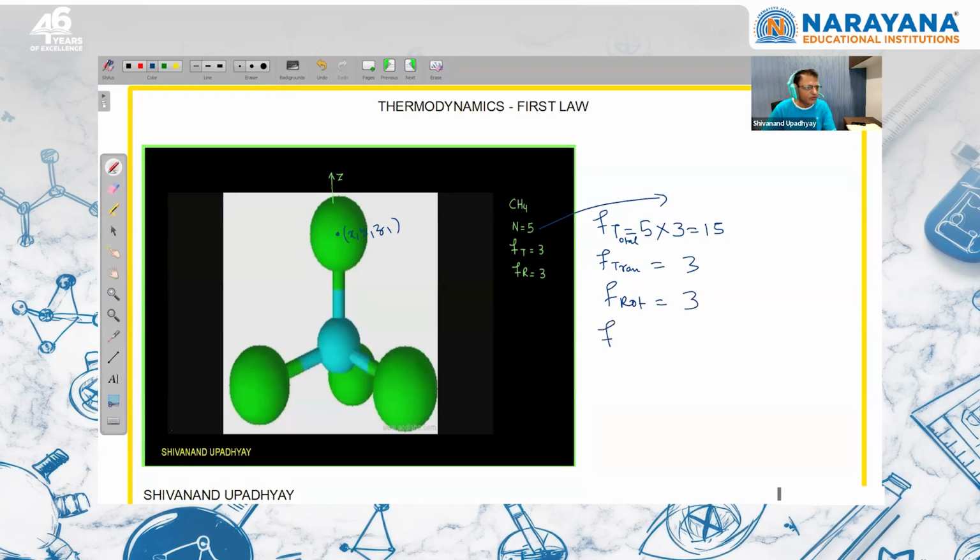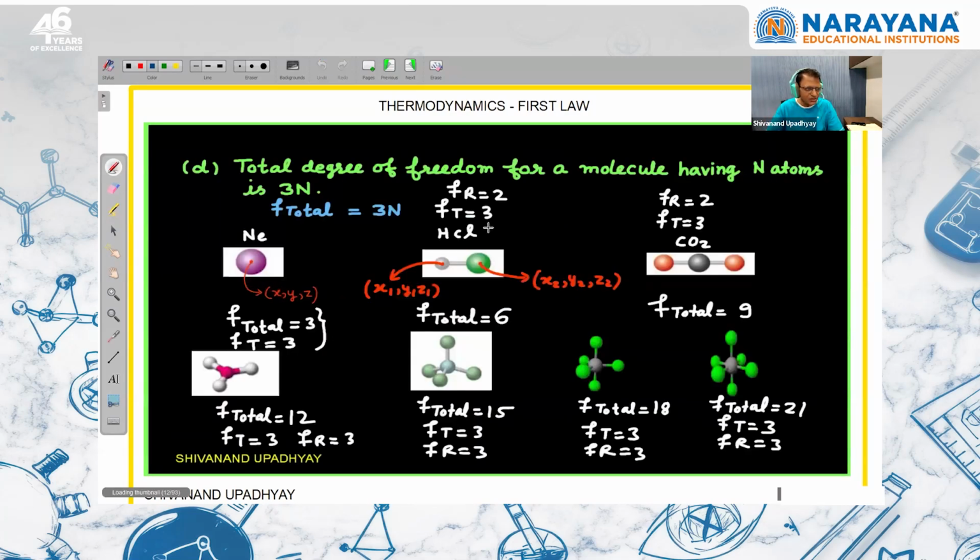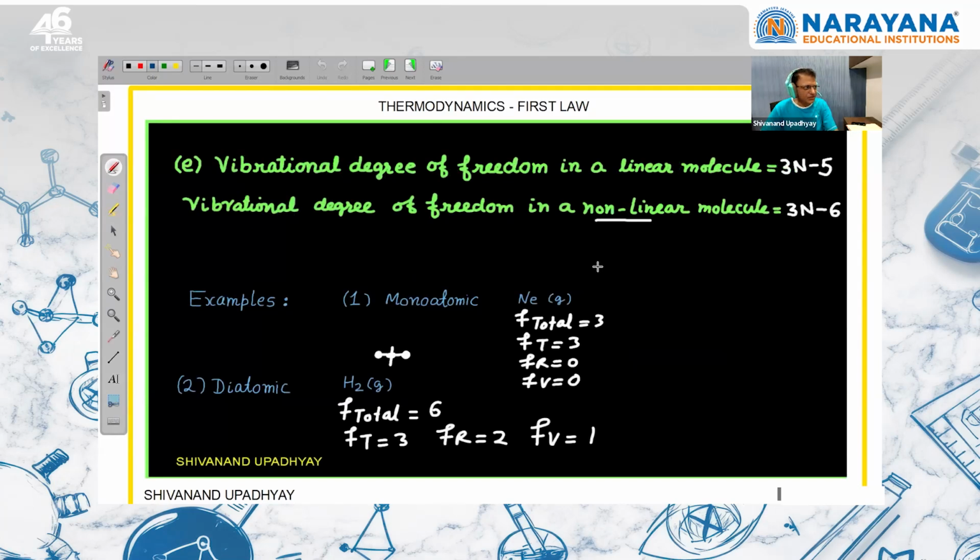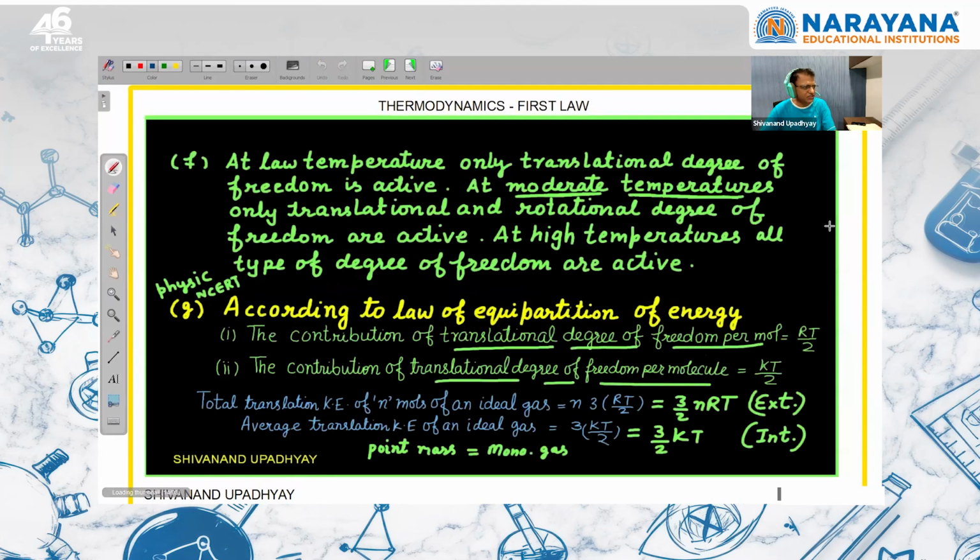And to calculate the vibrational degree of freedom, from the total we subtract these two. So the vibrational degree of freedom will be 9. This is the way to calculate the different types of degrees of freedom. So the vibrational degree of freedom in a linear molecule will be 3n minus 5, where n is the number of atoms in the molecule. And for non-linear, it is 3n minus 6. I will share all these things.